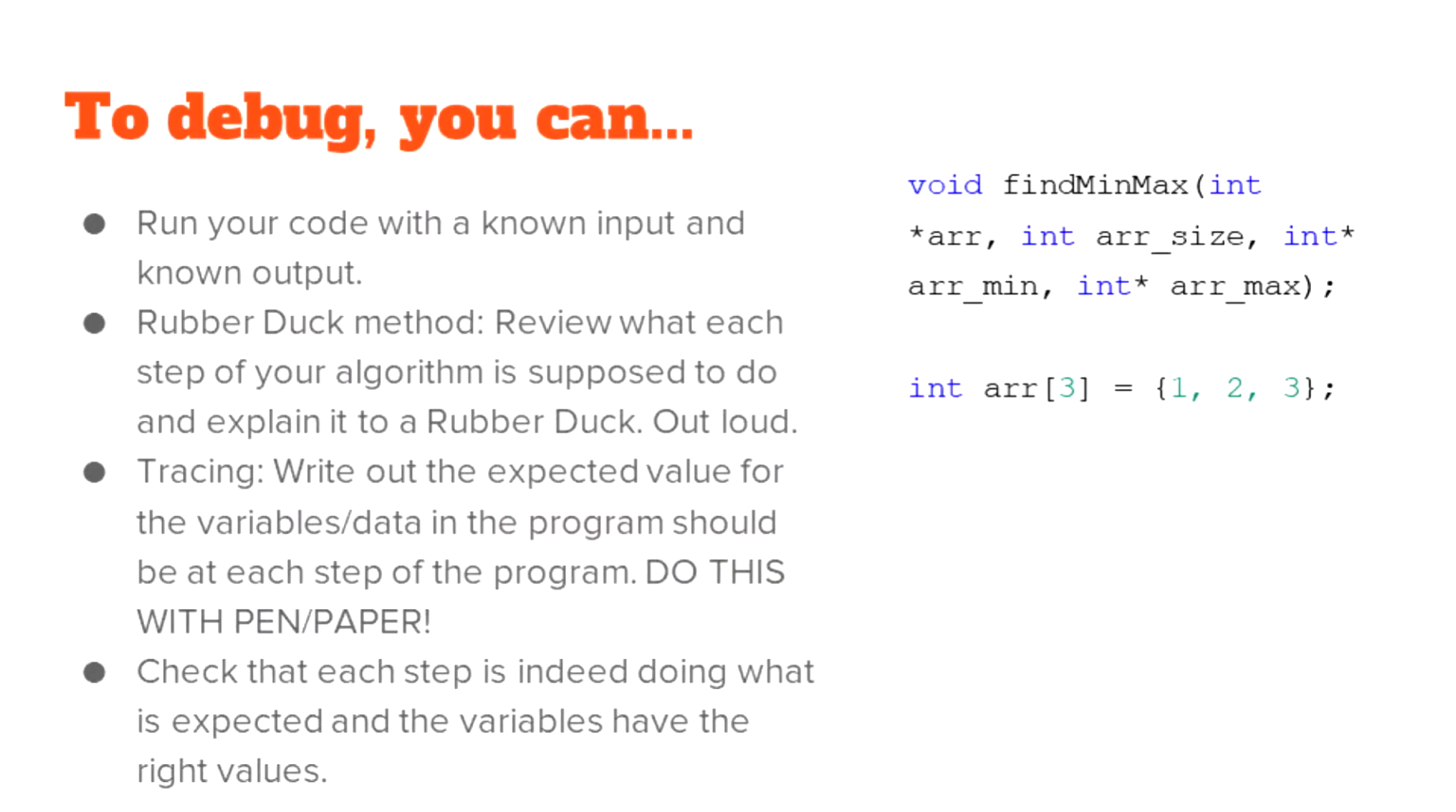The first method is to run your code with a known input and a known output. For example, the find min-max function will give you the minimum and maximum elements of an array. I know if I give it a sample array, like 1, 2, 3, then it will tell me that the minimum is a 1 and the maximum is a 3.